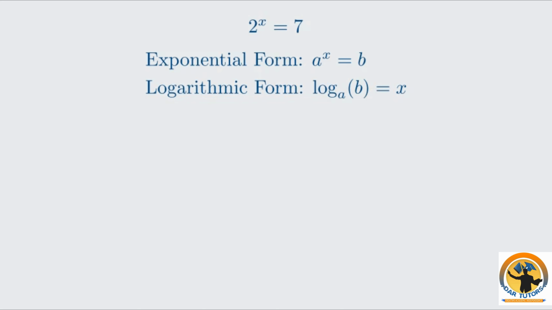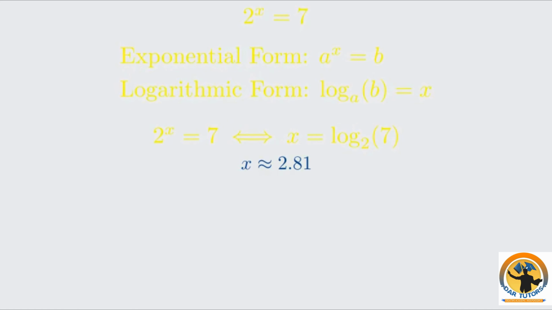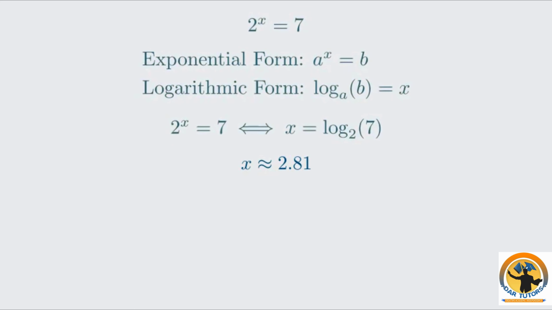So to solve our problem, 2 to the x equals 7, we can rewrite it in logarithmic form. The base is 2, the number is 7, and the exponent is x. So x equals log base 2 of 7. This is the exact solution. We can use a calculator to find its approximate value, which is about 2.81. This shows the fundamental relationship between exponents and logarithms. They are two different ways of expressing the same mathematical idea.